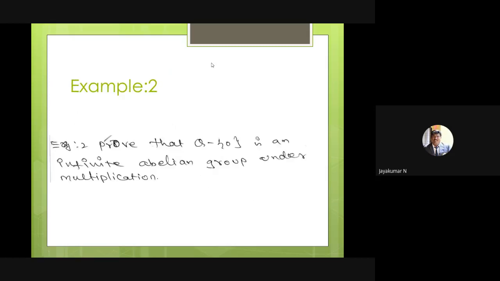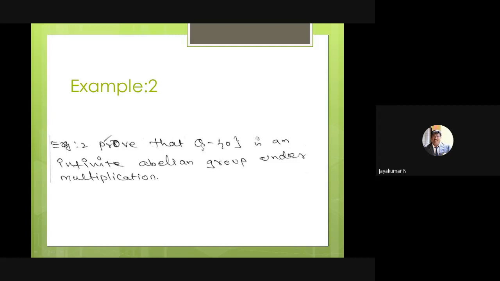Okay. Then today, example 2. Example 2 is nothing but: prove that Q minus 0 is an infinite abelian group under multiplication. In the last example, under addition, we showed that the given set with a binary operation is a group. Here, the given set is Q minus 0, that is, the set of all non-zero rational numbers.